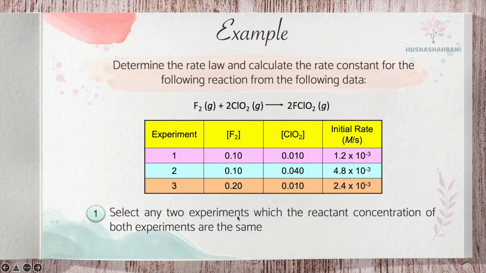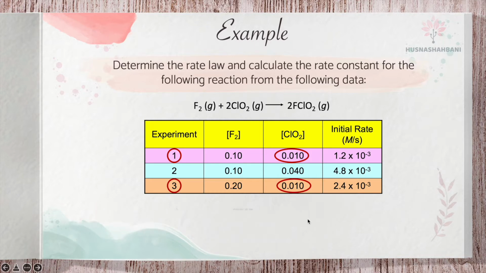That's the first step. Select any two experiments which reactant concentration of both experiments are the same. So I want to select experiment 1 and experiment 3, because the concentration of ClO2 for experiment 1 and experiment 3 are the same. And then write down the rate law. We have this chemical equation here. You can write down the rate law.